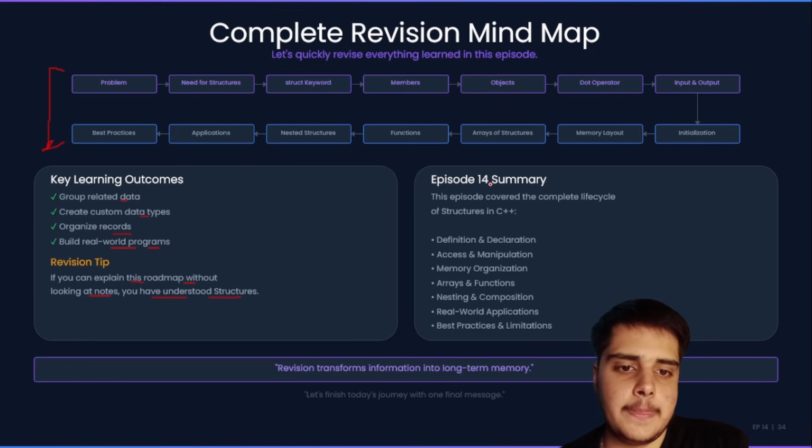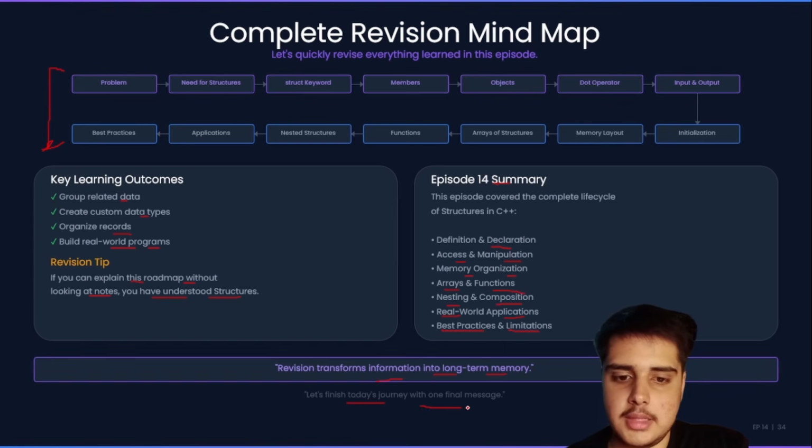So, episode 14 summary. In this episode, we have covered definition and declaration, access and manipulation, memory organization, arrays and functions, nesting and composition, real-world applications, best practices and limitations. Revision transforms information into long-term memory.